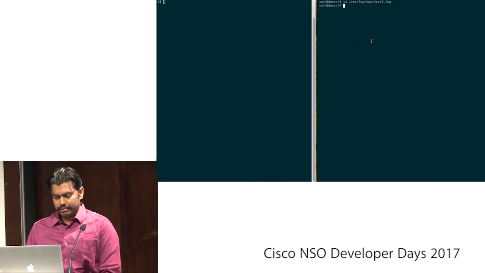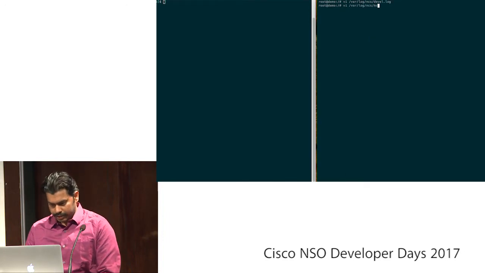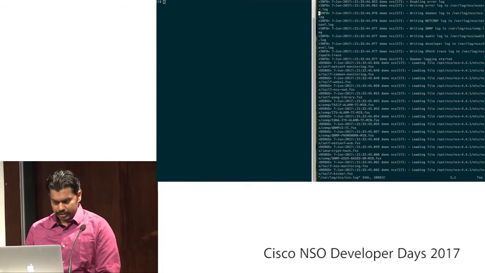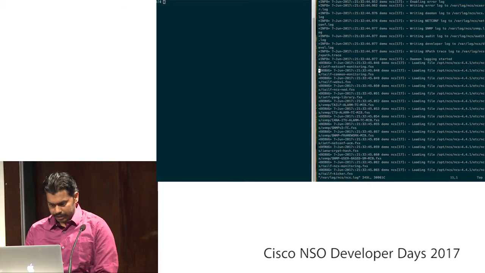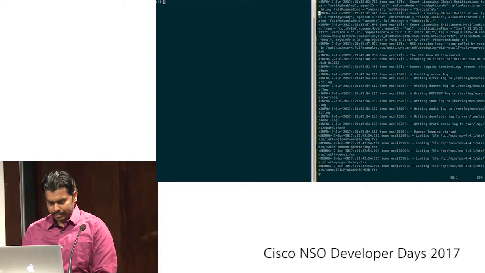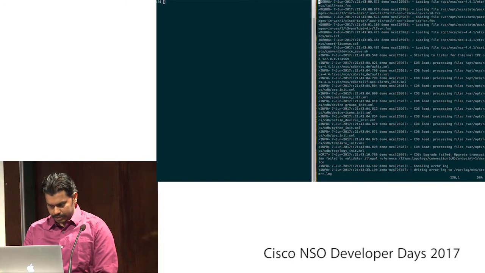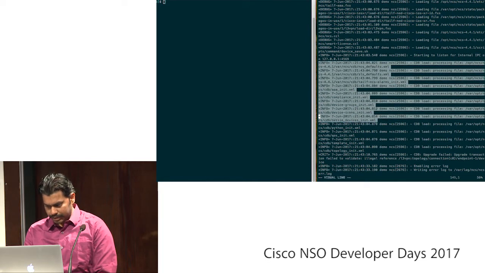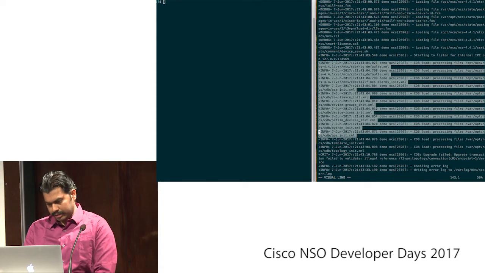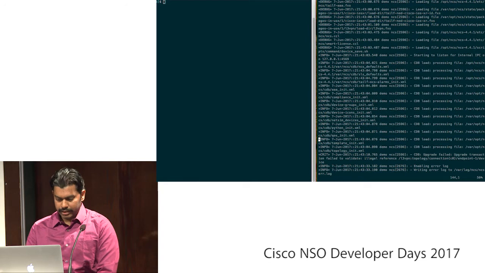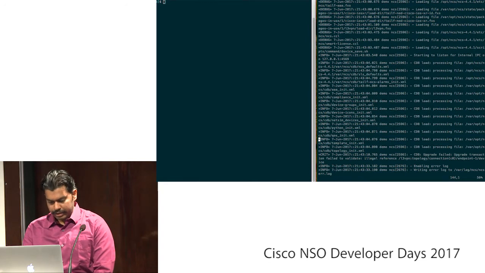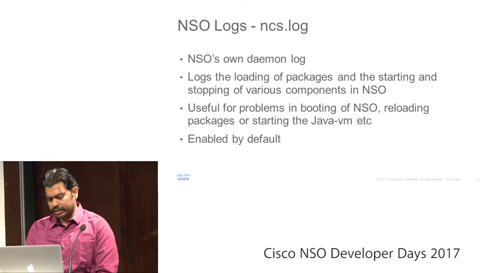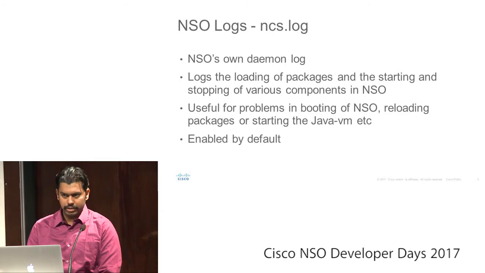So for example, I have an NCS running here on my machine, and if we take a look at the NCS log here, we have things like loading FXS files and Java VM starting, and these are the loading of XML files that are in the load path. So everything that is done by NSO when starting up and while doing package reload and so on are logged in this log.